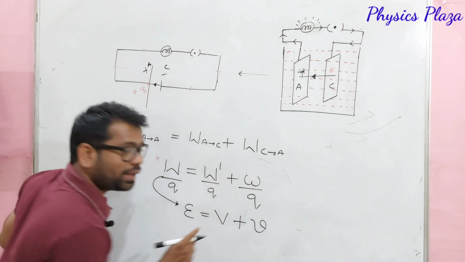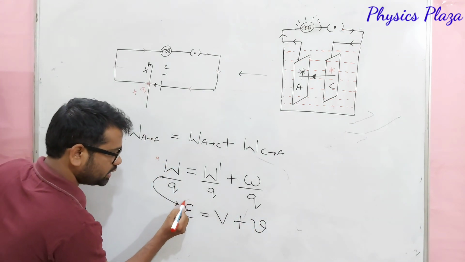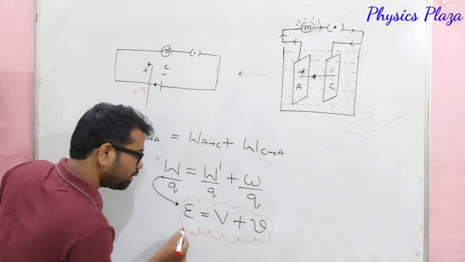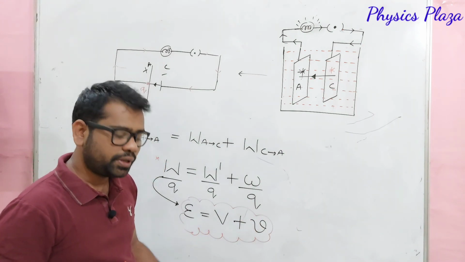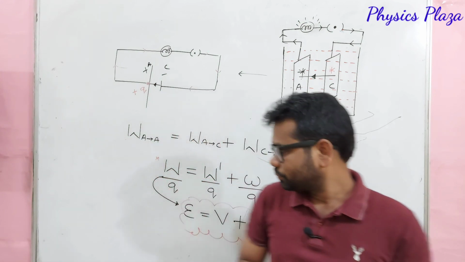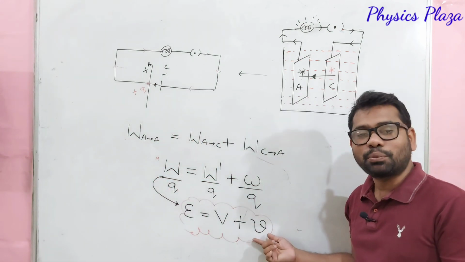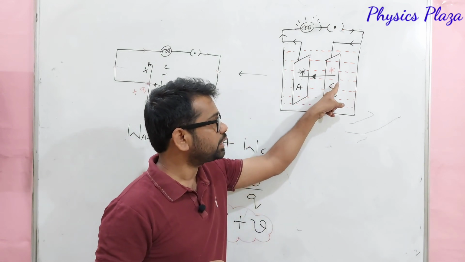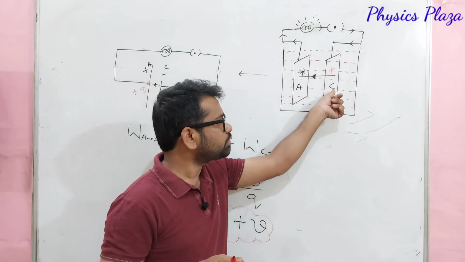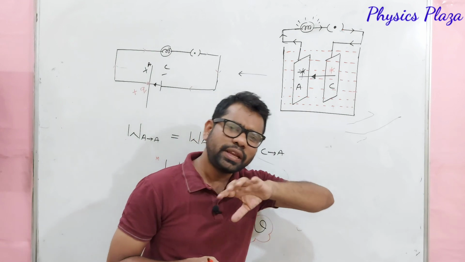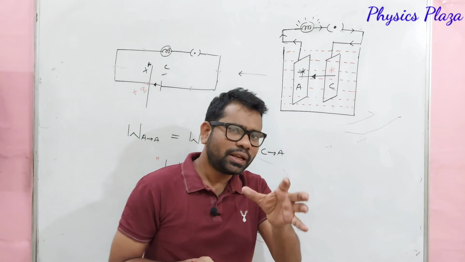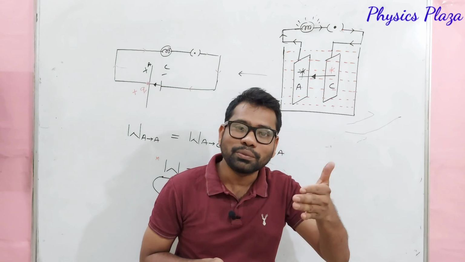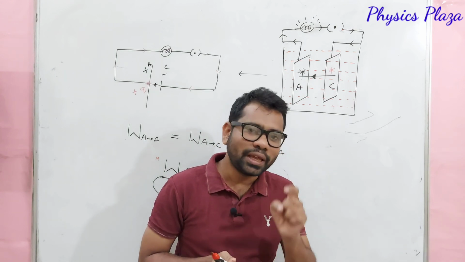So here mathematically, if you can see, EMF is equal to the sum of the terminal voltage and the potential drop. Here we will get one doubt: why are we calling it a potential drop? Dear children, the work done to move the charge from C to A is of no use actually. Some amount of work is done to overcome the resistance offered by the electrolyte.